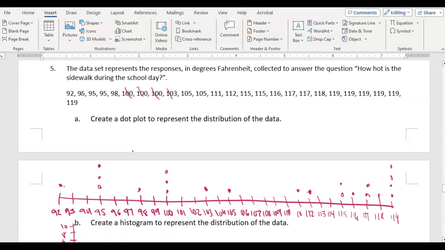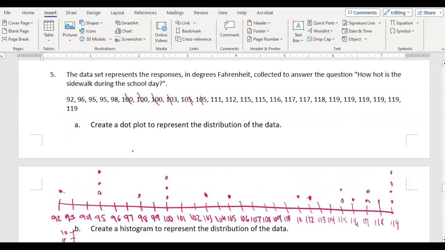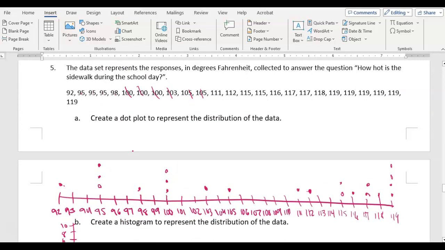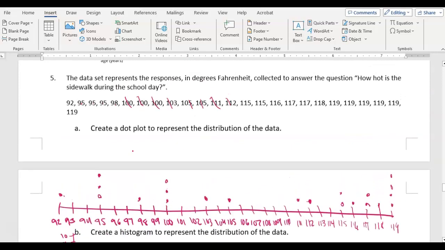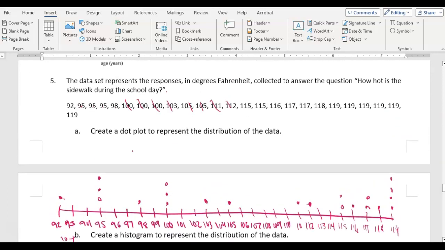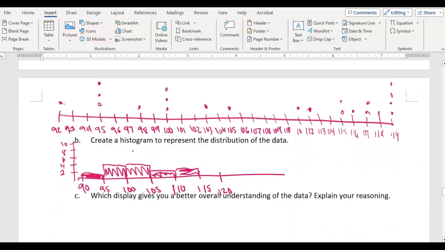Then 105 to 110 is 1, 2. And then 110 to 115 is 1, 2. And then 115 to 120 is 1, 2, 3, 4, 5, 6, 7, 8, 9, 10, 11, 12. Okay, so I needed to go even higher, 12.